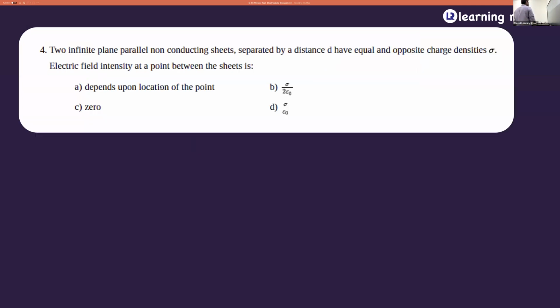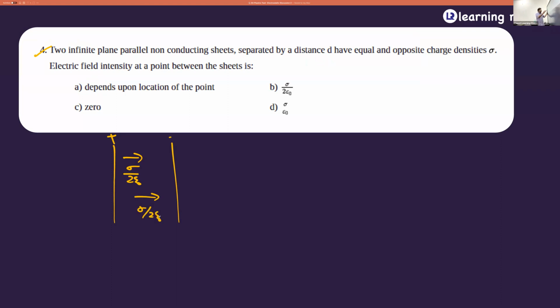Okay. This one. Two infinite plane parallel non-conducting sheets separated by distance d have equal and opposite charge densities sigma. Electric field intensity at a point between the sheets. So due to the positive sheet to the right, what is going to be the value? Very good. So where did we apply this concept in the second chapter? We used this concept, no? Where did we use it? Parallel plate capacitor. So here also it is going to be sigma by 2 epsilon naught.